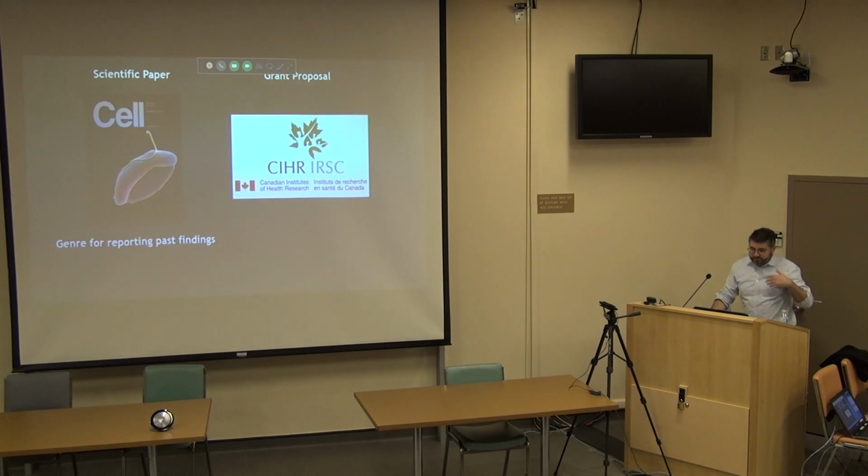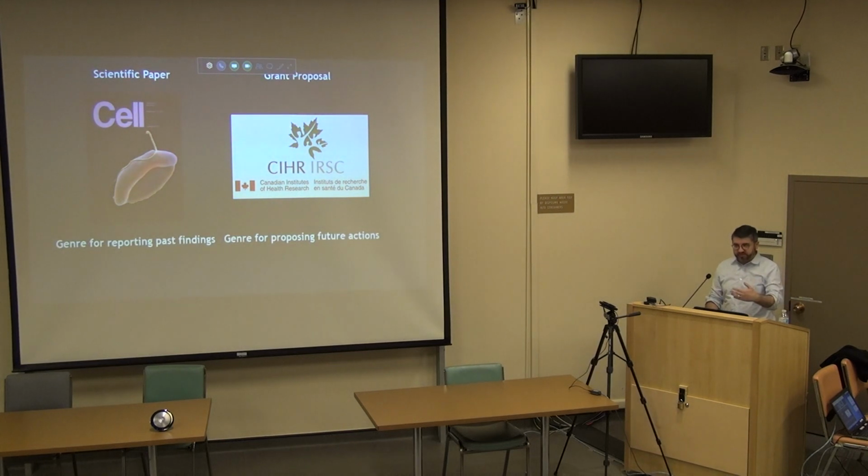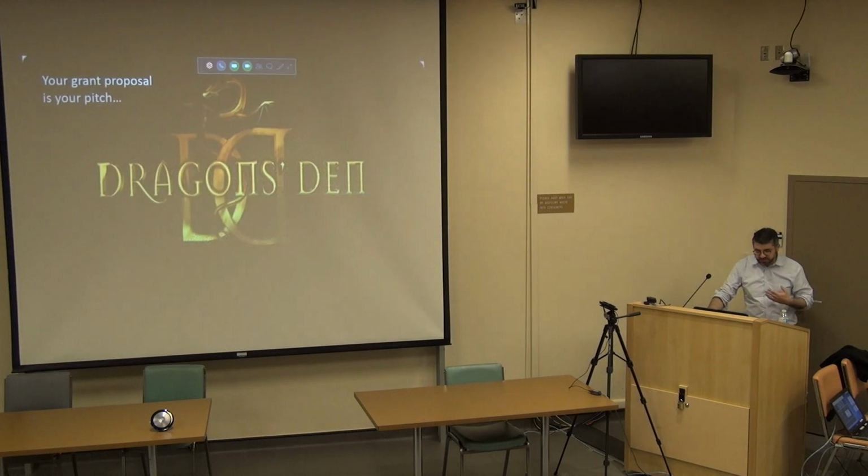So, to sum up, I say the scientific paper is a genre for reporting past findings, and the grant proposal is a genre for reporting future actions. And it's those last words in the two descriptions that really matter. Findings versus actions. We will do this, right? And that's something that's hard to get used to.